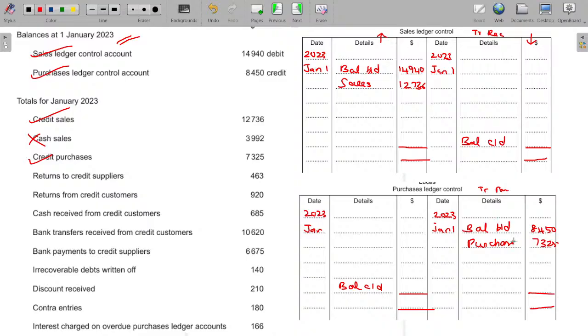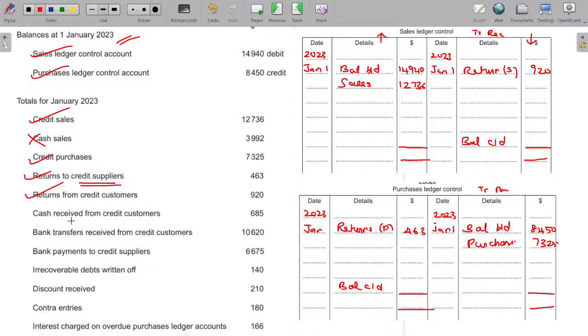Returns to credit suppliers, the purchase return, should be on the other side here. Returns 463. And returns from credit customers, sales return, here. This is the purchase return, this value being 920.